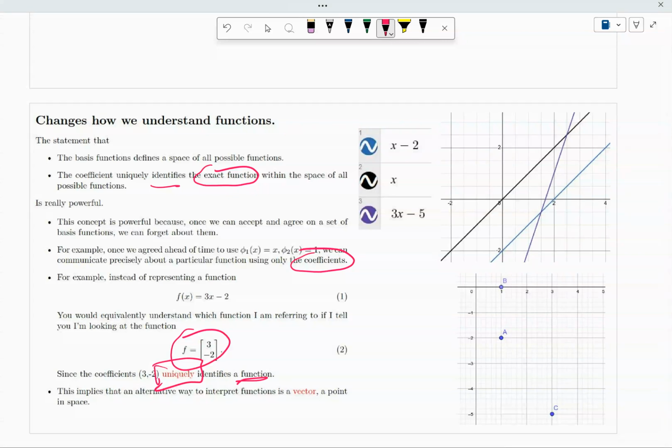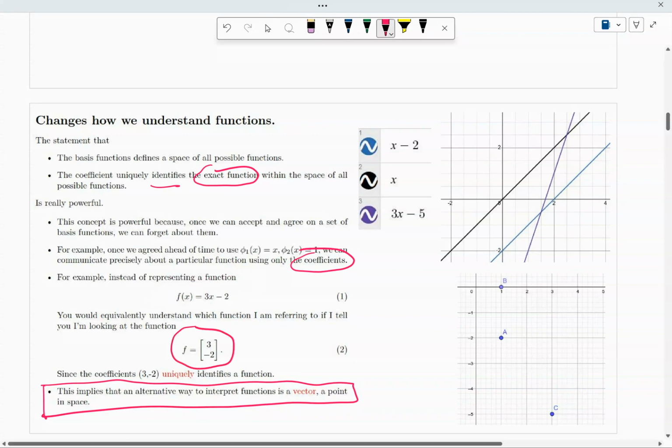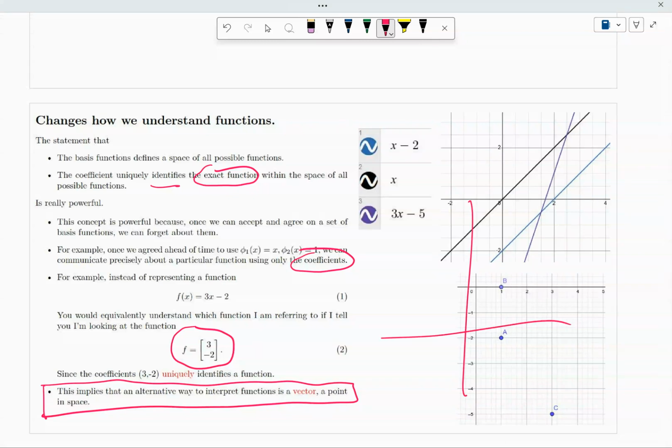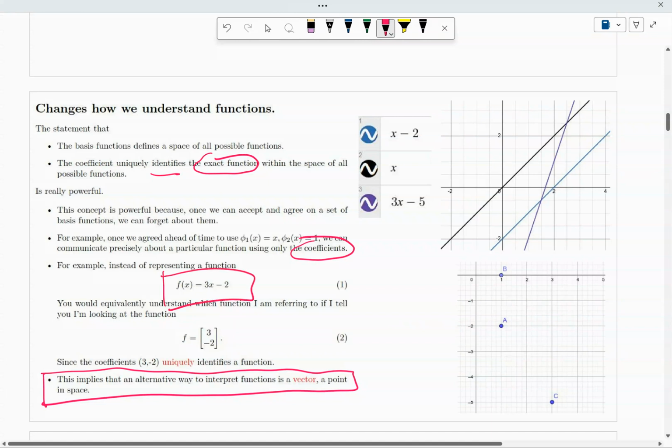And this implies that an alternative way to interpret functions is as a vector. Okay? So this is the conclusion, that we can now start picturing functions as a vector. 3 minus 2 would be like a point here. So we can picture functions as a point in a space. Okay? This is a very different way of thinking. Again, previously we think of functions this way. Now you can think of a function as a point in space.